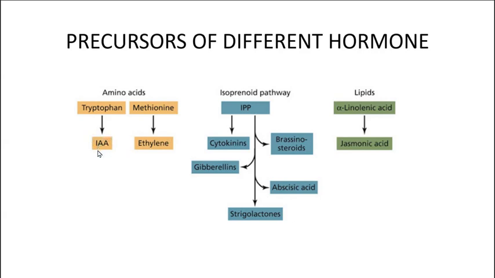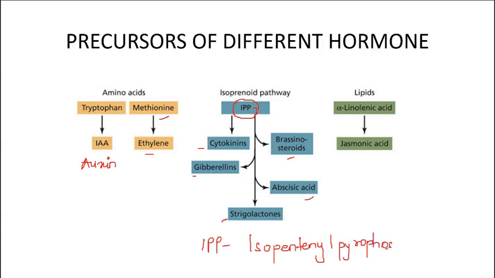Now we have to understand and remember the different precursors of plant hormones, how the hormones are synthesized. The biosynthesis part is also there in our syllabus, so we have to focus on it, and Part B questions come from here as well. So IAA, the first hormone discovered, named auxin, is synthesized from the amino acid tryptophan.